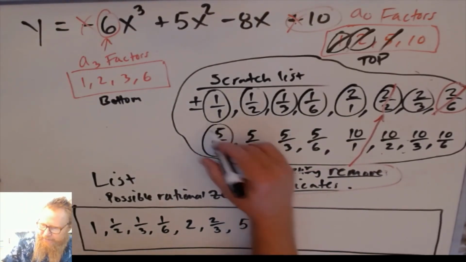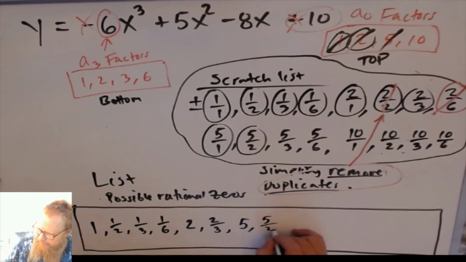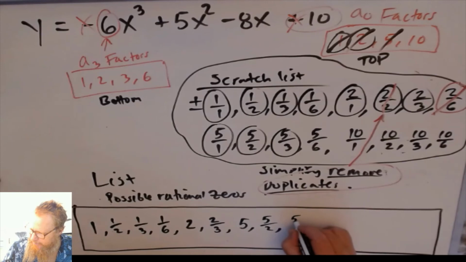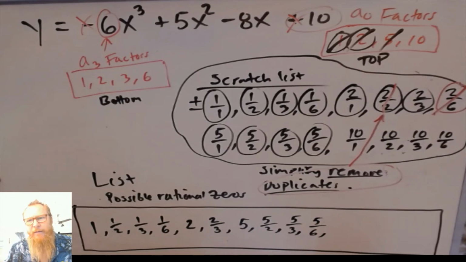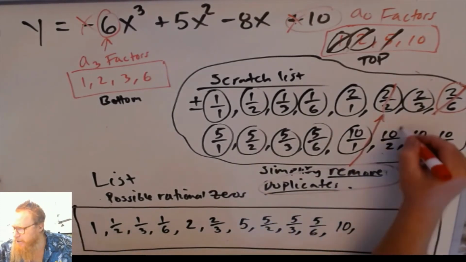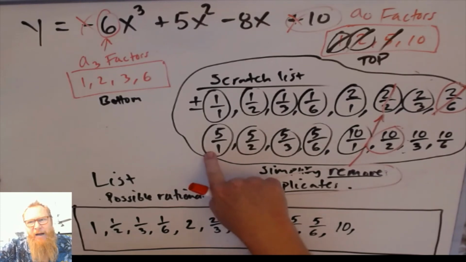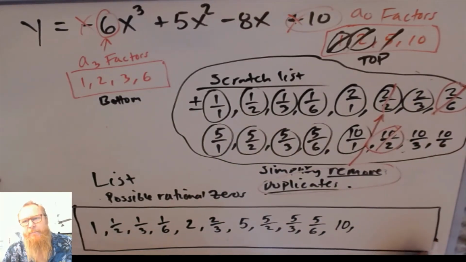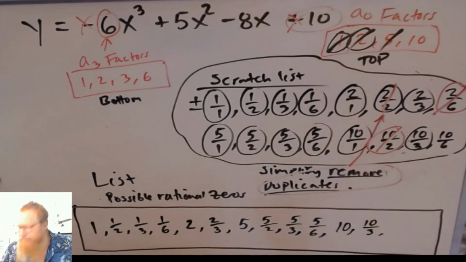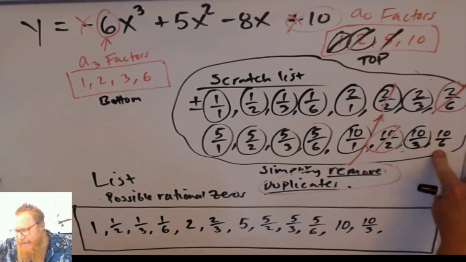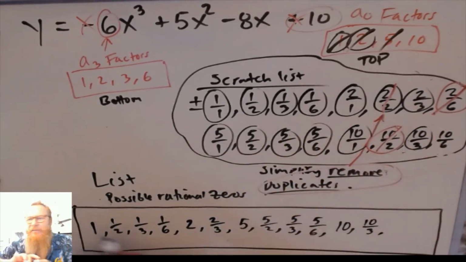5. 5/2. 5/3. 5/6. All right. So far, so good. 10. Again, don't put 10 over 1. It's 10. Now, 10 over 2. 10 over 2 is the same as 5 over 1. That's a duplicate. Remove it. 10 thirds. And then 10 sixths is the same as 5 thirds. So 10 sixths needs to be removed as well.